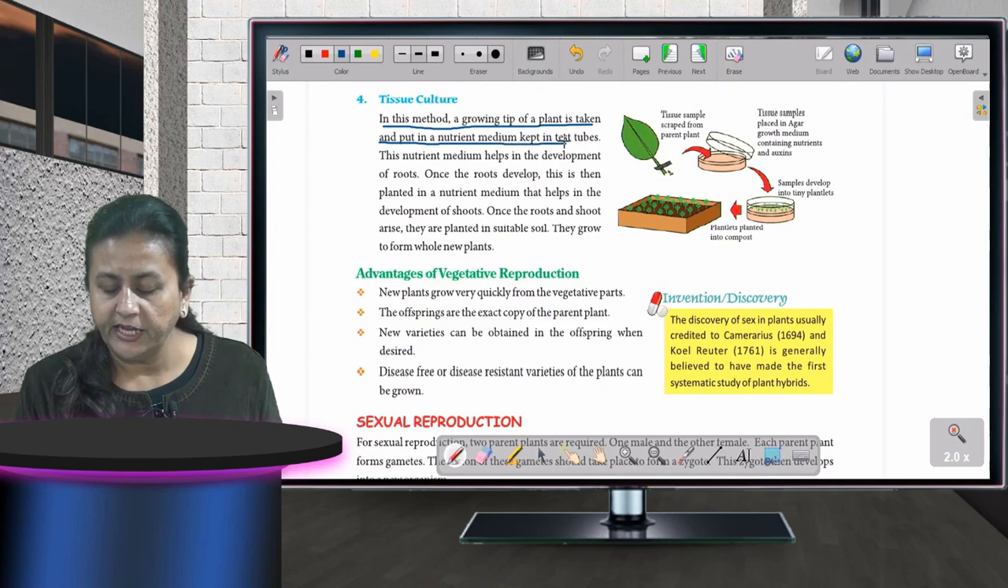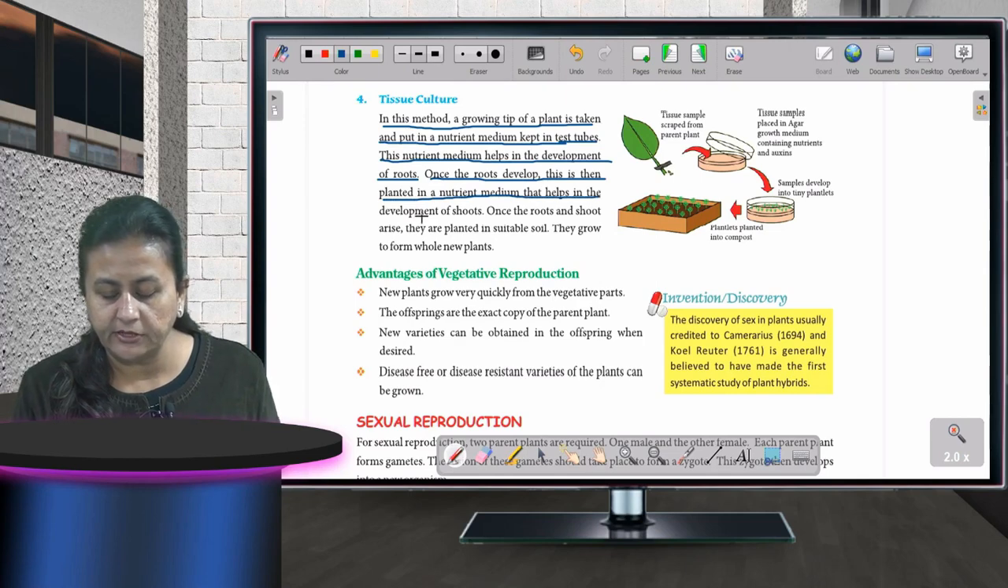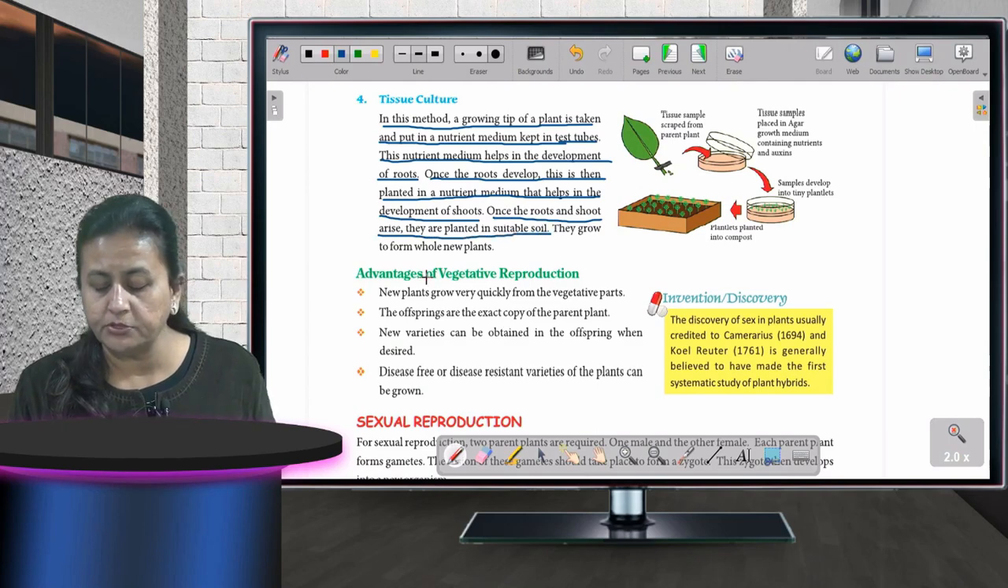In this method, a growing tip of a plant is taken and put in a nutrient medium kept in test tubes. This nutrient medium helps in the development of roots. Once the root develops, it is planted in a nutrient medium that helps in the development of shoots. Once the roots and shoots arise, these plants are planted in suitable soil. They grow to form a whole new plant.